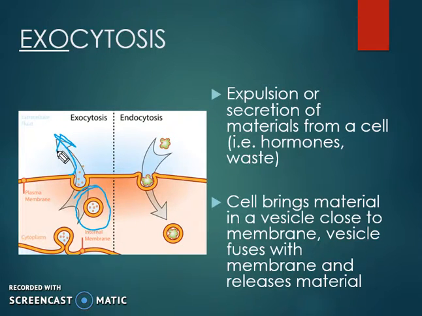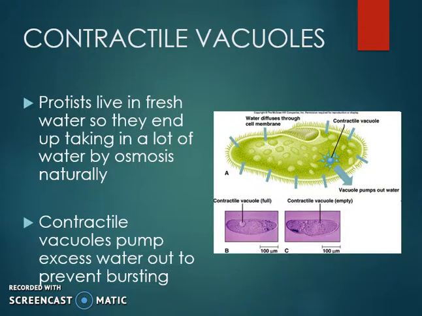Okay, but look at the opposite. I actually put these images next to one another because on the left hand side you have exocytosis, things moving out of the cell, and you have endocytosis, the process of taking things inside the cell through pinocytosis or phagocytosis. Lastly, we have contractile vacuoles.